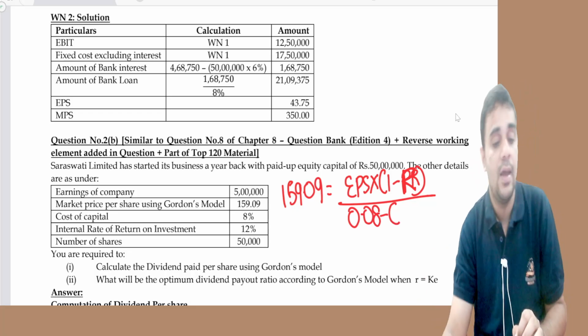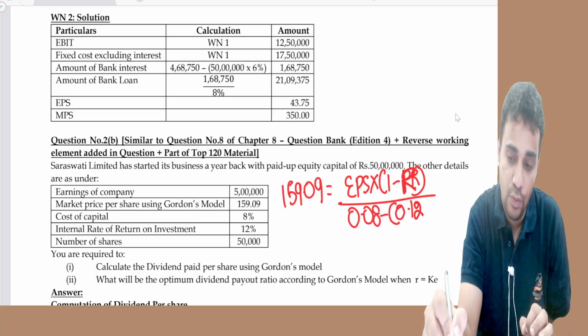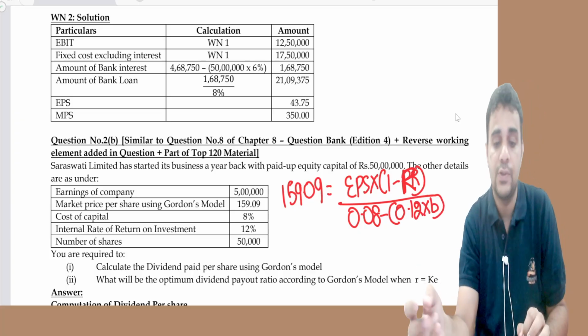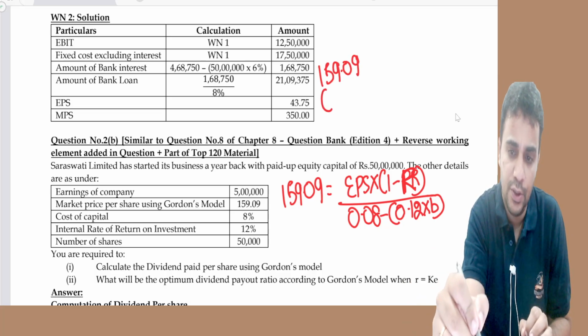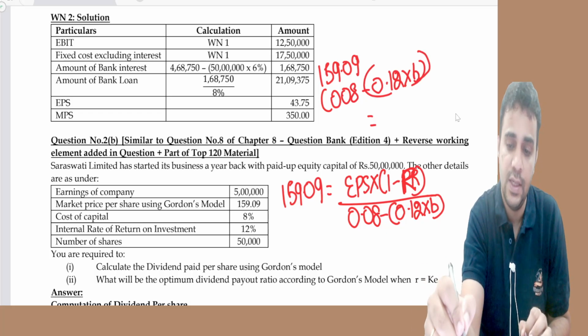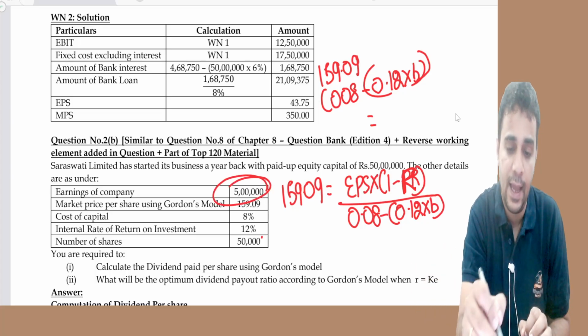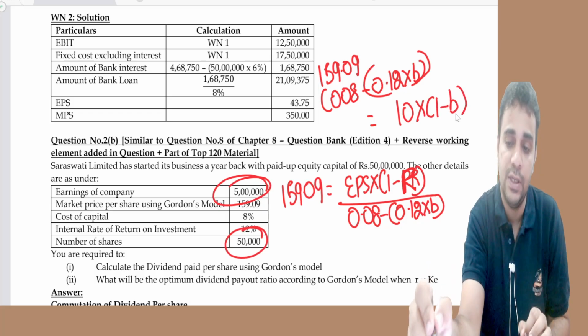Growth rate is IRR into retention ratio. Growth rate is 0.12 into B. So the equation is 159.09 into 0.08 minus 0.12 into B is equal to EPS, which is 5 lakh by 50,000, that is 10, into 1 minus B. We'll have to solve this.